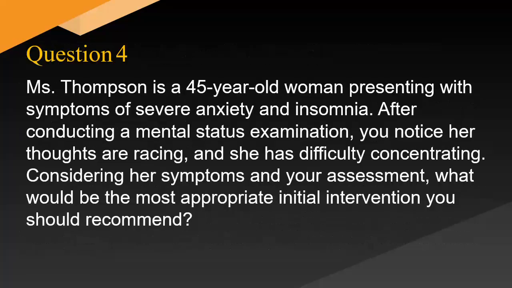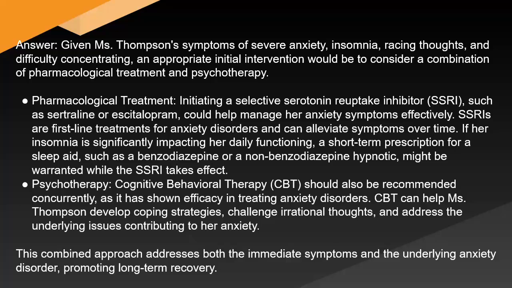Ms. Thompson is a 45-year-old woman presenting with symptoms of severe anxiety and insomnia. After conducting a mental status examination, you notice her thoughts are racing and she has difficulty concentrating. Considering her symptoms and your assessment, what would be the most appropriate initial intervention you should recommend? Answer: given Ms. Thompson's symptoms of severe anxiety, insomnia, racing thoughts, and difficulty concentrating, an appropriate initial intervention would be to consider a combination of pharmacological treatment and psychotherapy.